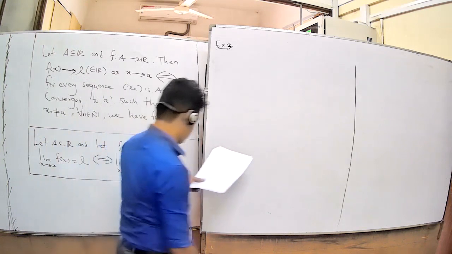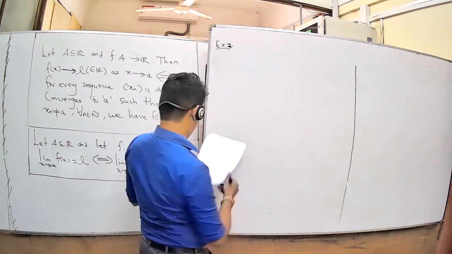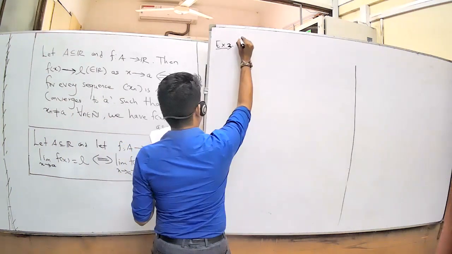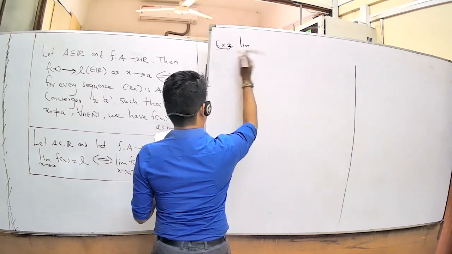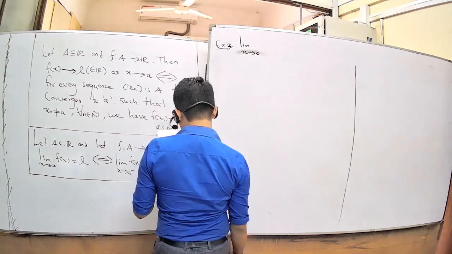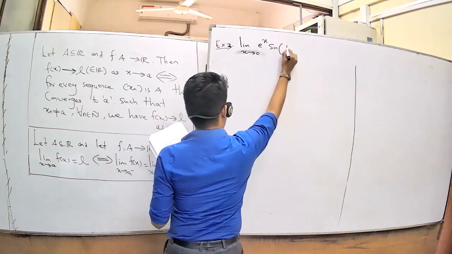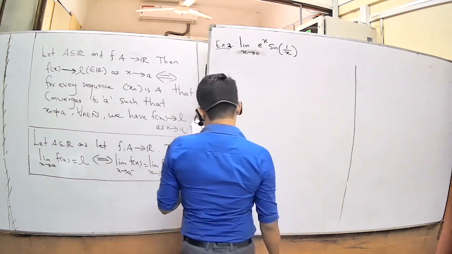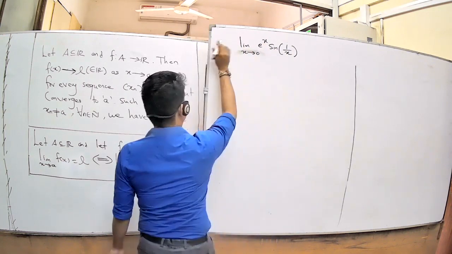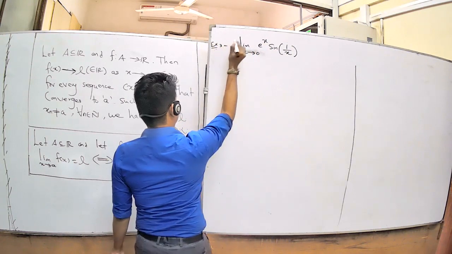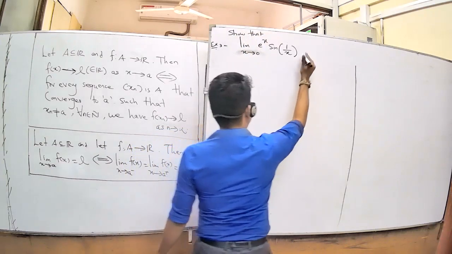Okay, this example we can do now. This limit as x tends to 0 of e power x sine 1 over x does not exist. So this limit does not exist.